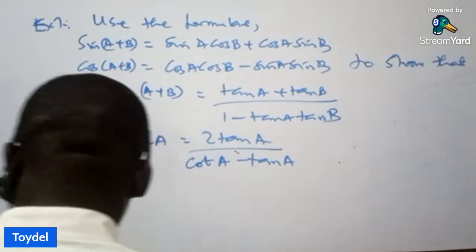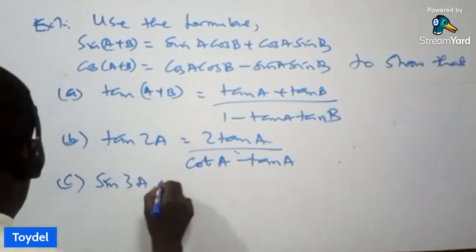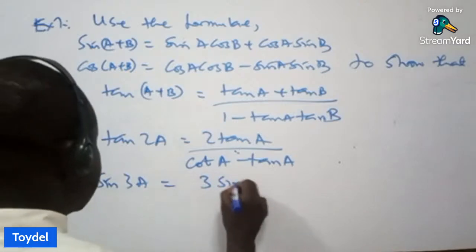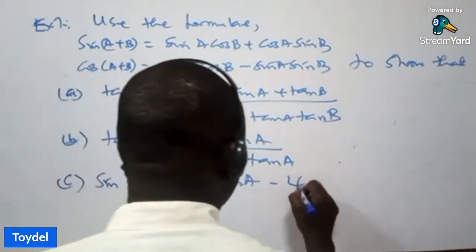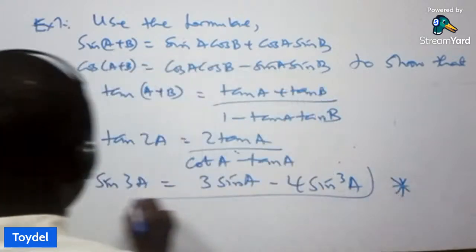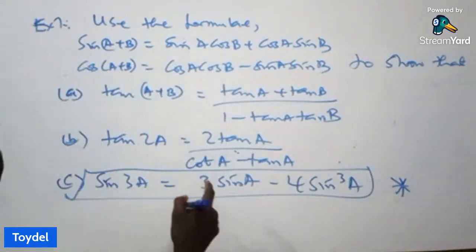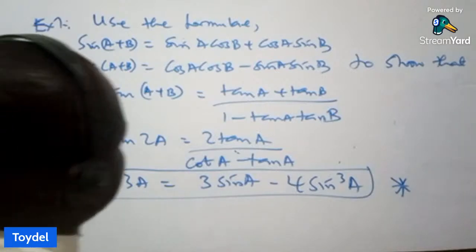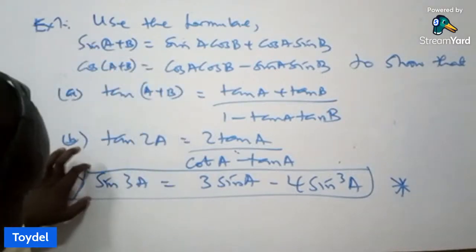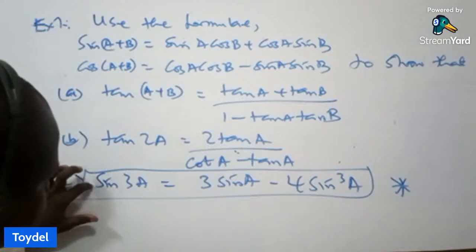Then the last question, C, we have to show that sine 3A is equal to 3 sine A minus 4 sine cube A. So we are not going to do this. The C part of the question, we are not going to solve because we have just solved this. I showed it this morning in this class.